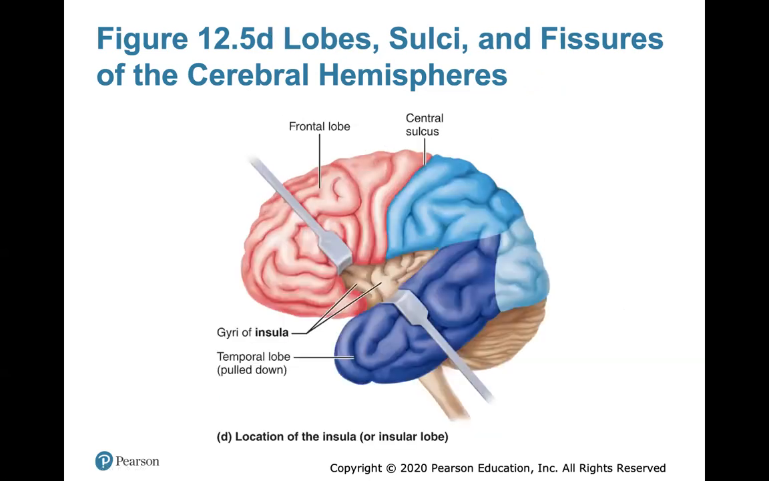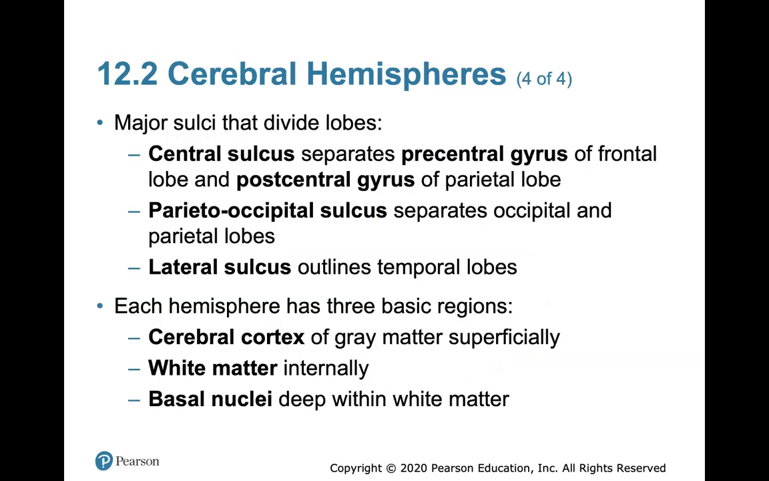And then you can see the insular lobe as you pull back the temporal and frontal lobes. So this gets a little into that central sulcus. It separates the precentral gyrus from the postcentral gyrus. The parietal occipital sulcus will separate the occipital and parietal lobes, and then the lateral sulcus outlines the temporal lobes.